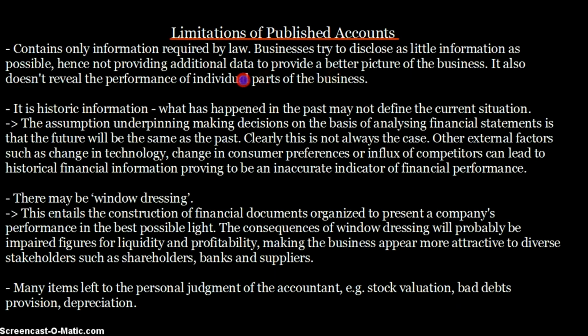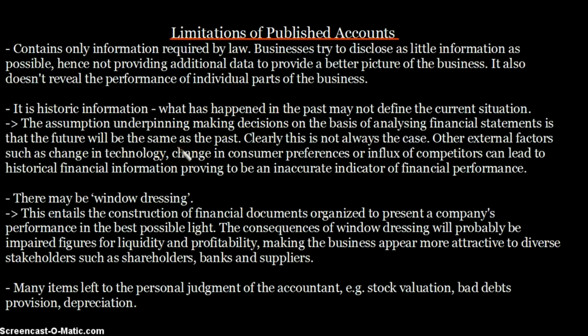It also does not reveal the performance of individual parts of the business, so that's why you can't assess how each particular division of a business is doing as compared to the overall business performance. How is each division contributing towards the overall performance of the business. So that information is not provided over here.